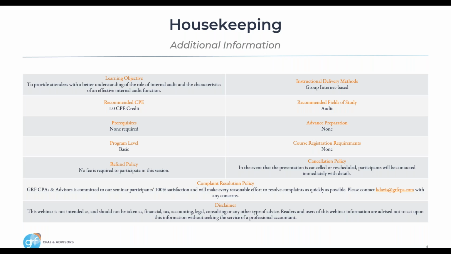Today's learning objective is to provide attendees with a better understanding of the role of internal audit and the characteristics of an effective internal audit function for nonprofit organizations. One CPE credit is available for this webinar.